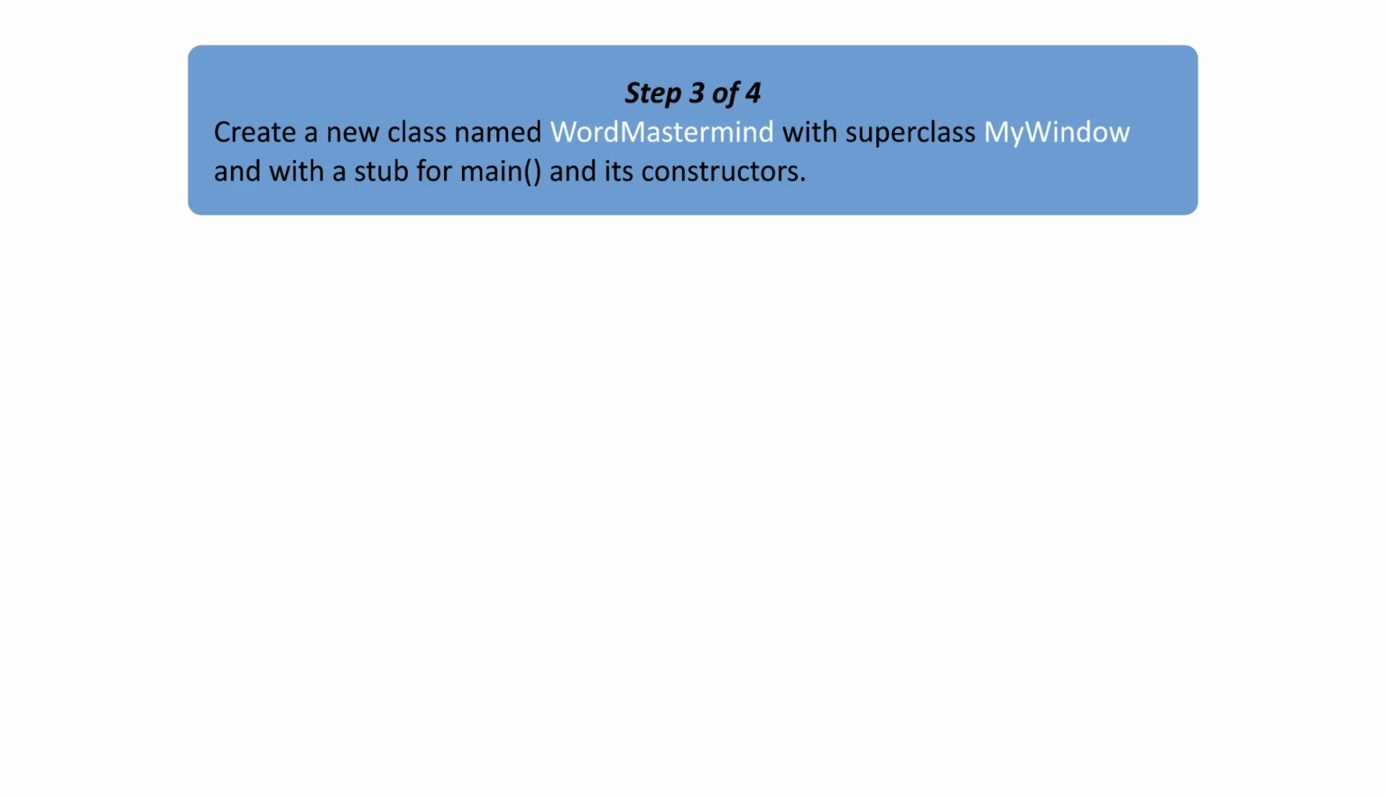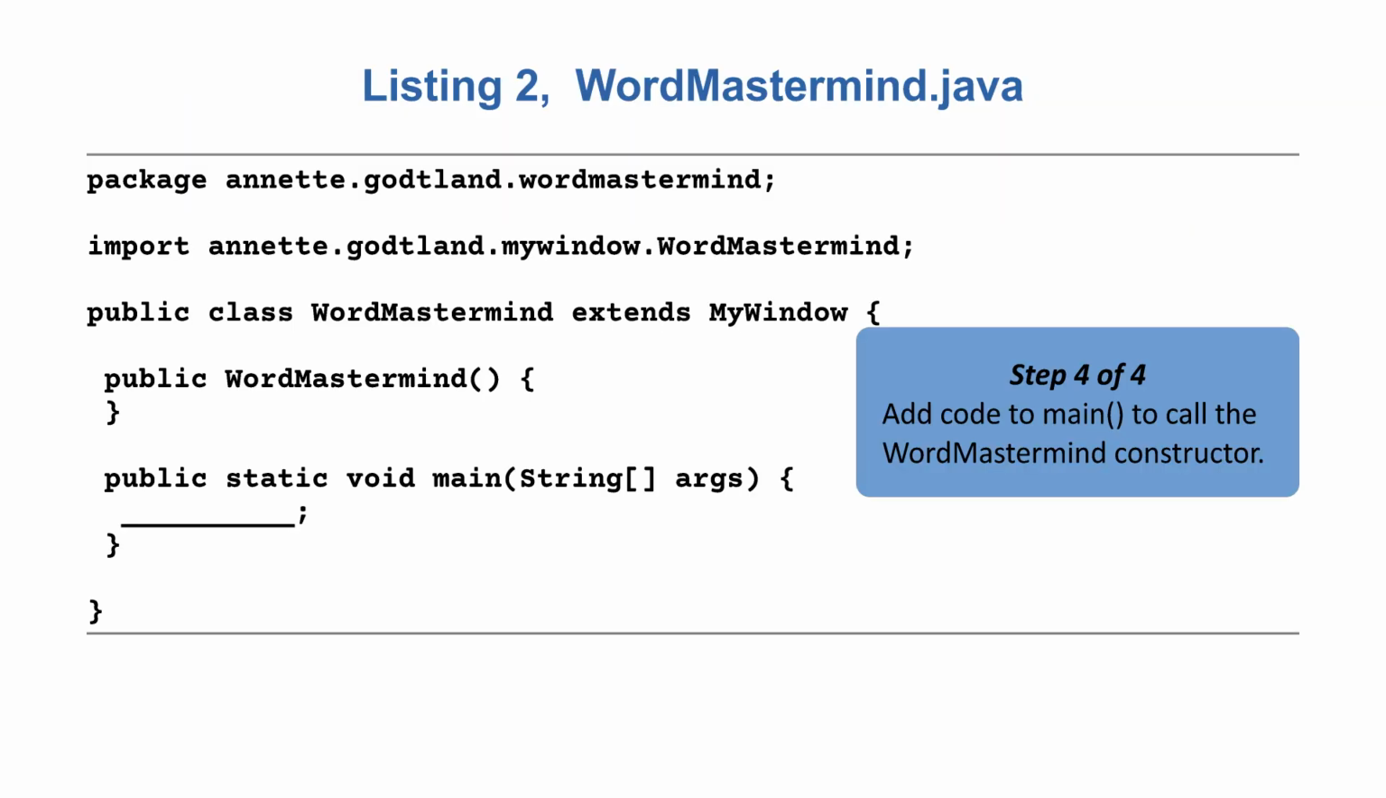Then, create a new class named WordMastermind with superclass MyWindow and with a stub for main and its constructors. And finally, add code to main to call the WordMastermind constructor. Run it. What happened? It should have opened the DIY window with no contents.